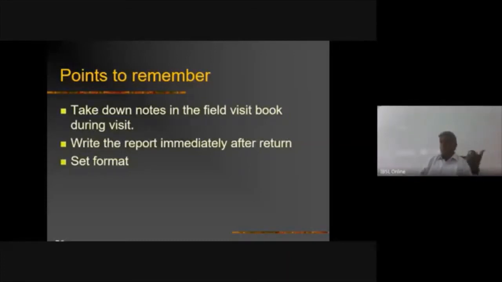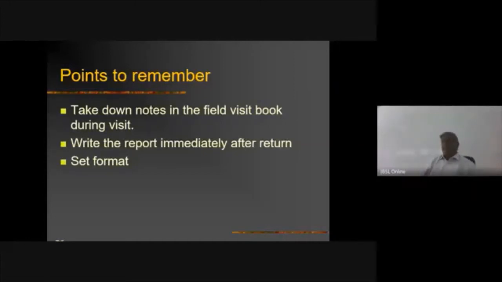So no sooner you come back, the same day you write the report. Otherwise, though you have noted in the notebook, after a week or so, you may not be able to remember correctly what you have written. So then and there, write the report. It is better for you, better for your bank, better for the customer.